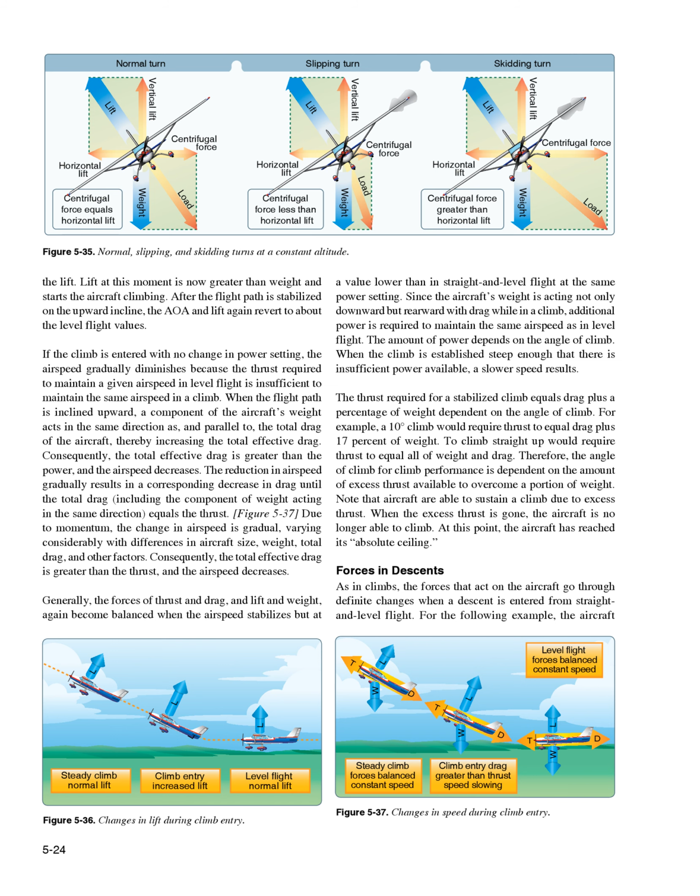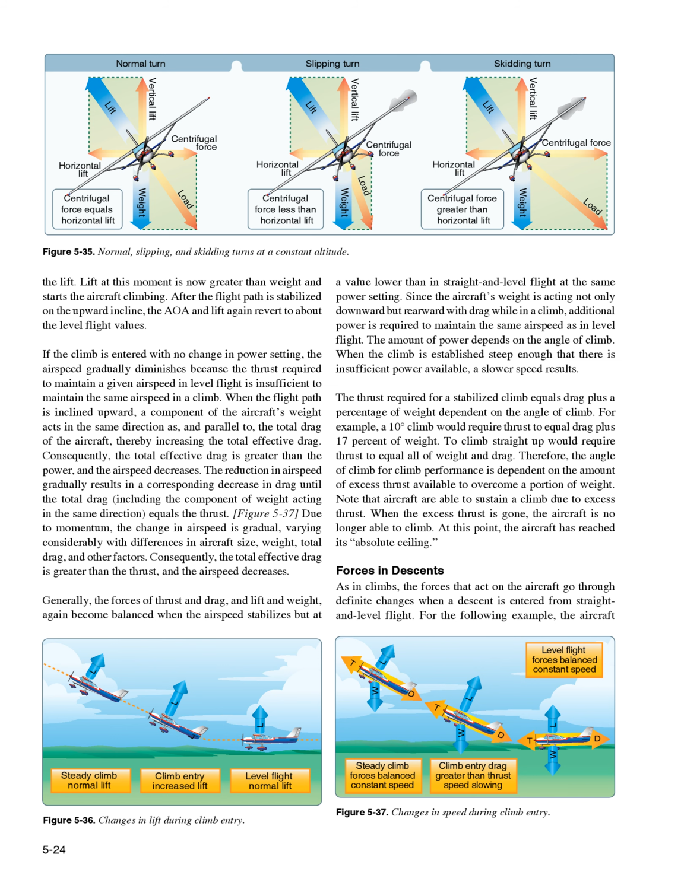Generally, the forces of thrust and drag, and lift and weight, again become balanced when the airspeed stabilizes, but at a value lower than in straight-and-level flight at the same power setting. Since the aircraft's weight is acting not only downward but rearward with drag while in a climb, additional power is required to maintain the same airspeed as in level flight. The amount of power depends on the angle of climb. When the climb is established steep enough that there is insufficient power available, a slower speed results.